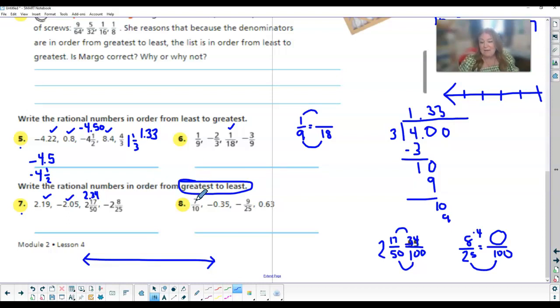Okay, and then we have 7/10. So I can think, right? 7/10, 0.35, -35/100. Ooh, this is like quarters. And then 63/100. This is like quarters we're changing. So see if you can put those from greatest to least.